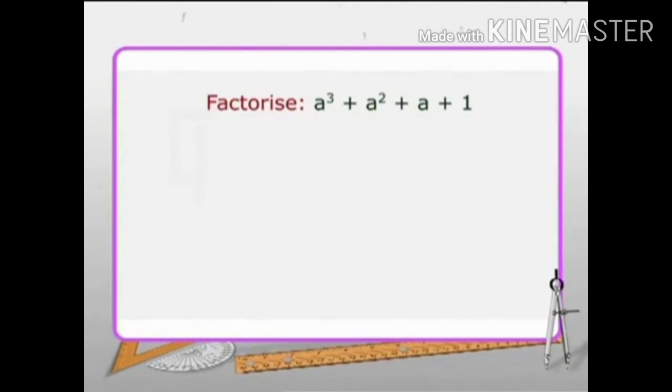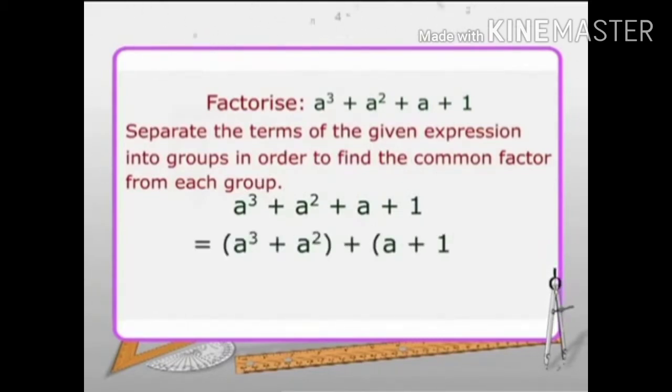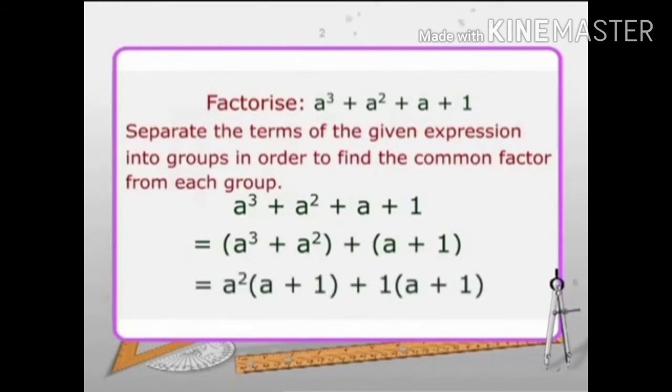Factorize a cube plus a square plus a plus 1. In the given expression, we do not have anything common to all the terms. So, we shall use another method to factorize the expression, that is, by grouping the terms. First, divide the terms of the given expression into groups in order to find the common factor from each group. Grouping the terms as a cube plus a square and a plus 1, we get a square as a common factor from the first group and 1 from the second group.